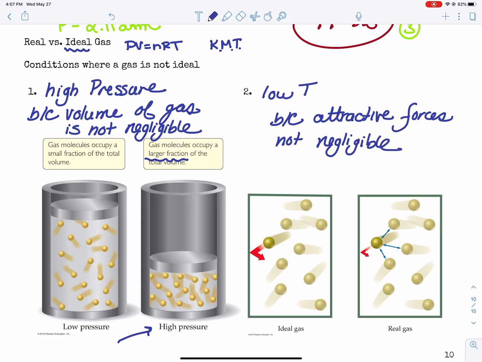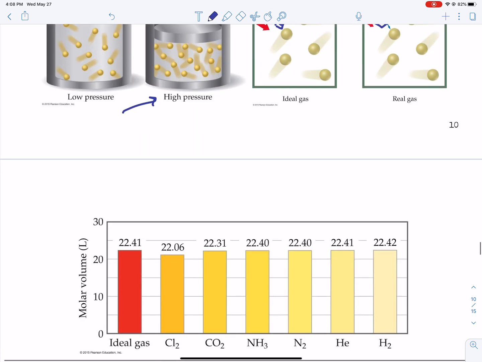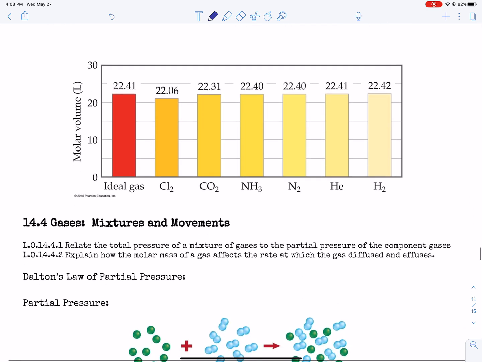If I look at an ideal gas, there is no attraction between these two molecules. They're moving so fast and are so far apart from each other that there are no net attractive forces. But in reality, especially if they're moving very slowly, which would be at a low temperature, there actually are some attractive forces there. You can see how that plays out a little bit on this graph.